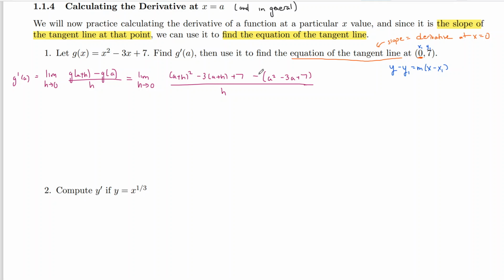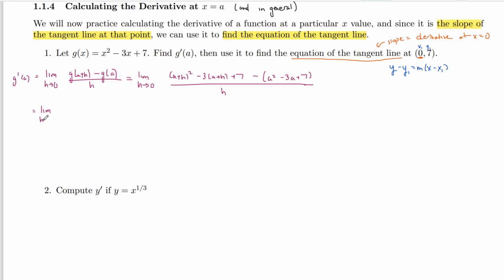Now, as we go through, ultimately we want an h up here to cancel out, because we're going to get 0 over 0 if we plug in h as 0. And we know from previous sections that when we get 0 over 0, canceling is what makes the 0 over 0 go away. So that's what we're looking for. And the only way to get to that point is just to simplify as we go.